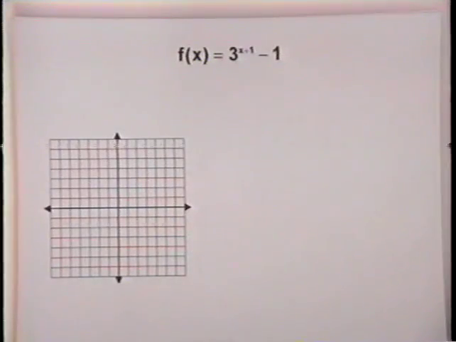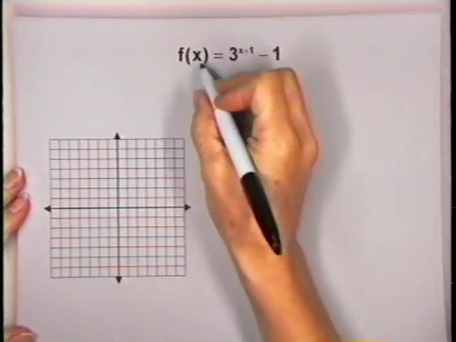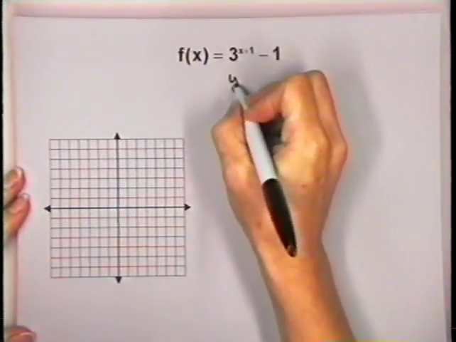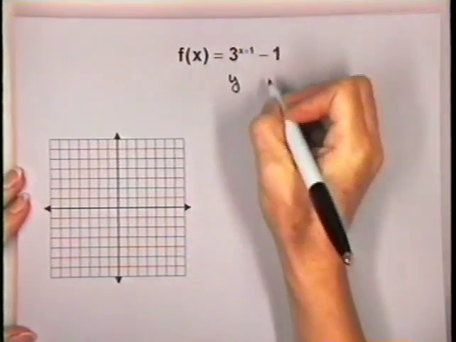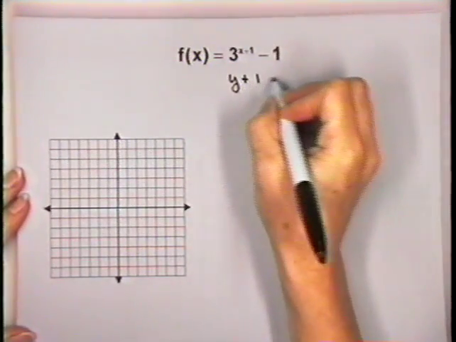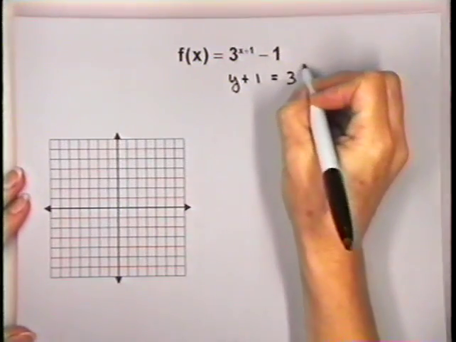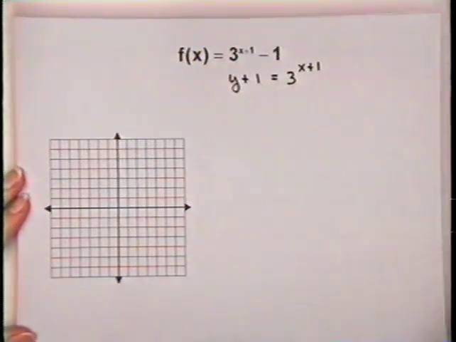Okay, well let's look at this one. I have f of x equals 3 to the x plus 1 power, subtract 1. Now again, I'm going to rewrite. I'm going to call this y, and while I'm rewriting, I'm going to take this 1 and add it, so I'll get a y plus 1 over here equals 3 to the x plus 1.